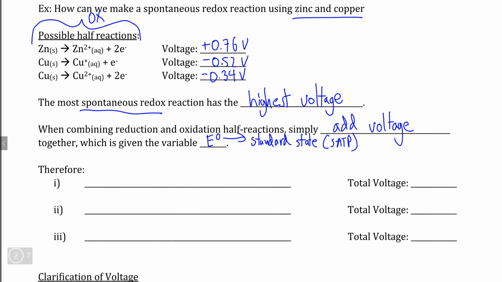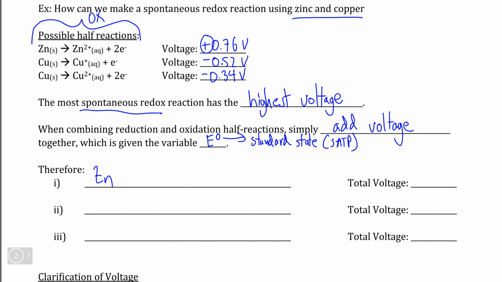So if we take a look at our half reactions, we can see that there is really only one possibility for an oxidation half reaction if we want a spontaneous voltage, that being the oxidation of zinc. Now, for the reduction reaction, we actually have two possibilities, because if the oxidation of copper is not spontaneous, that means the reduction of Cu+ and Cu2+ is spontaneous.